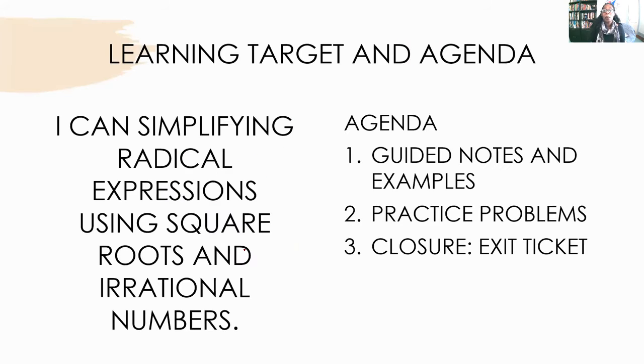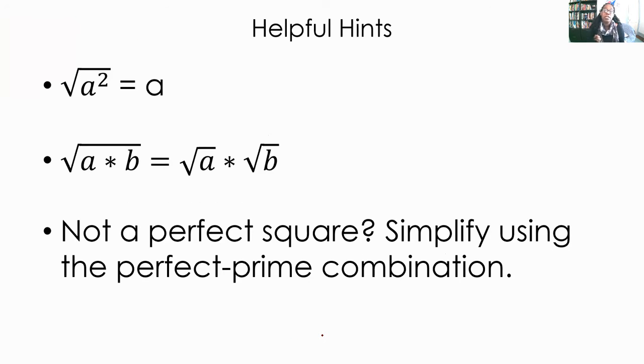All right? But for today's lesson, you should be able to say to yourself, I can simplify radical expressions using square roots and irrational numbers. Remember, the square root of 2 is an irrational number. Pi is an irrational number. E is an irrational number. We're going to be using those square roots and some more irrational numbers in order to simplify our radical expressions. We're going to be doing some guided notes, some examples, some practice problems, and at the end we will have an exit ticket.